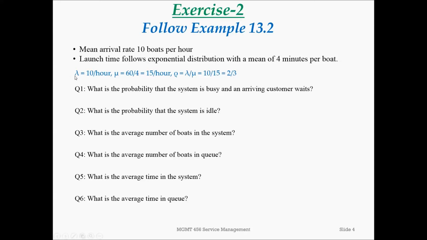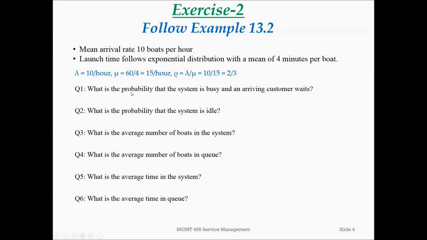So now we know mu and lambda, we can easily calculate rho. So rho is equal to lambda divided by mu, which is 10 divided by 15, which is 2/3. That shows on average how many customers are in service. So let's answer the 6 questions.